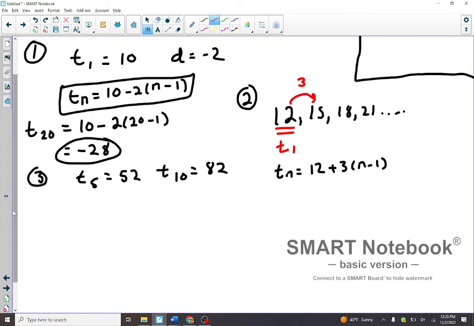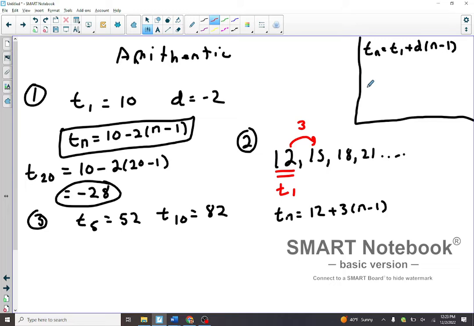So for this one, if you need to find the pattern, you can find the D. In this case, it's like the slope, right? So the slope is going to be y1 minus y2 over x1 minus x2. I'll just do it in this version: Tn minus Tm over n minus m. M is just a different letter than N. But you could think of it as y1, y2, x1, x2.